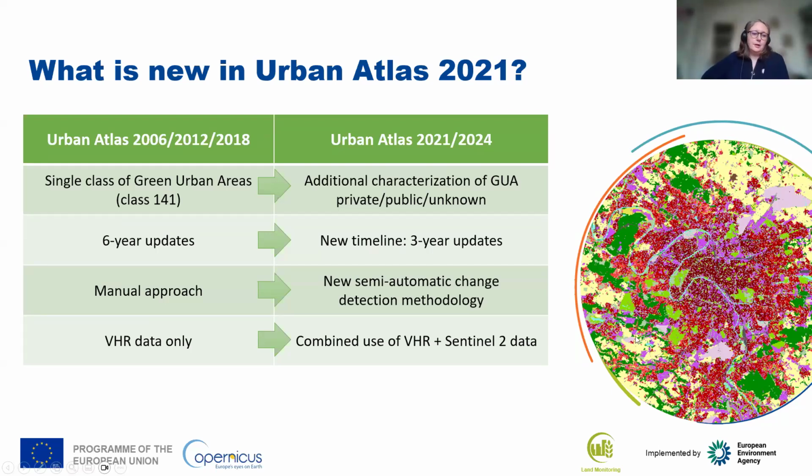The other new thing in the Urban Atlas this year will be the cycle of updates. We used to work on 6-year updates in the past projects, and now we have a new timeline of 3-year updates. We also have a new approach on the thematic side. We usually worked with a manual approach in the past projects, and now we are using a new semi-automatic change detection methodology, and we will also develop this point later.